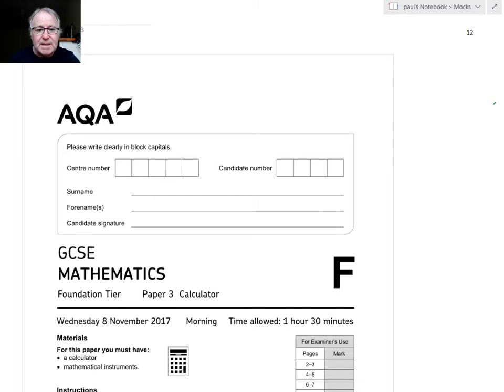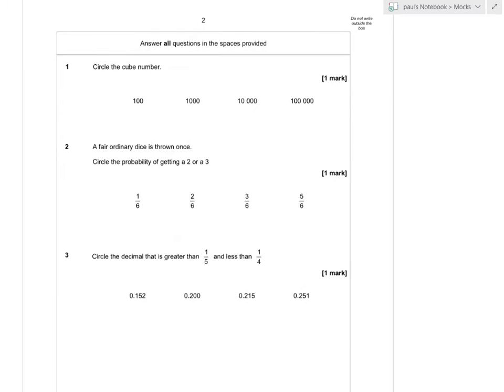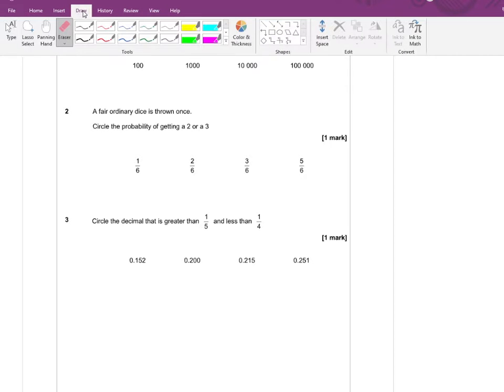AQA GCSE Mathematics Foundation Tier Paper 3 Calculator, and we've moved forward in time now to November 2017. So let's see what we can do with this one.